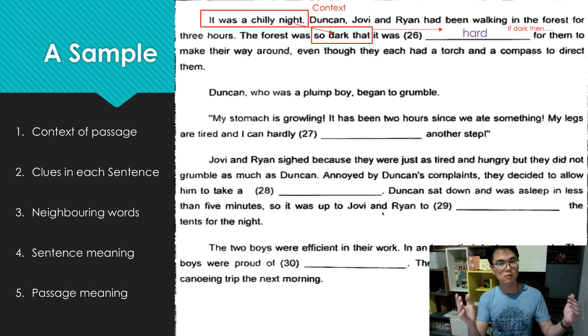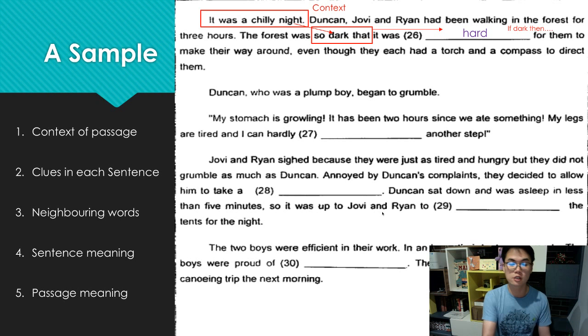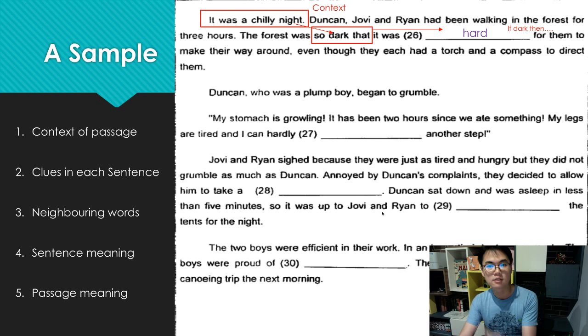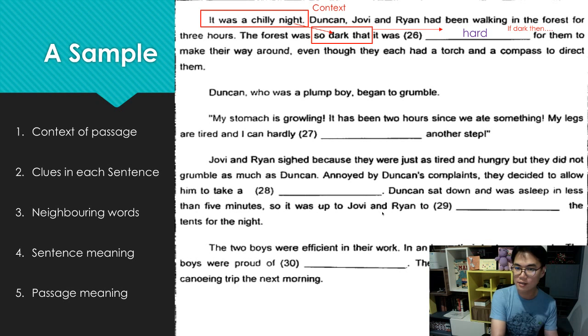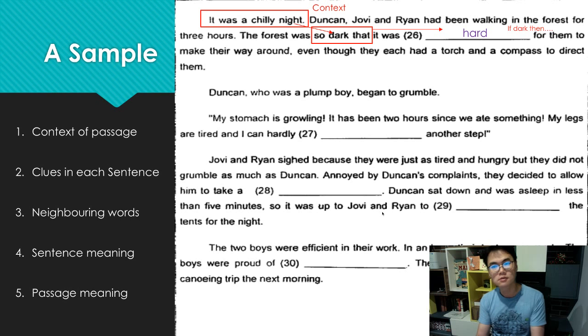So it was hard even though they had torches. It was hard even though they had compasses which showed the direction they should move in. So that second part of the sentence confirms my answer. So: dark, very hard, even though they had torch and compass to direct them. So I'm certain, even as I write that answer, it's correct. Okay, let's move on to the next answer.